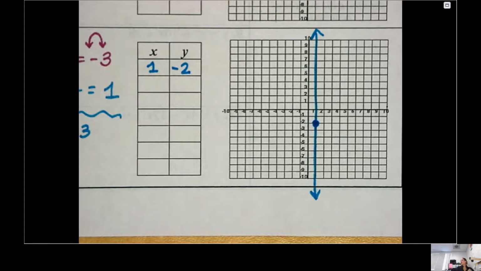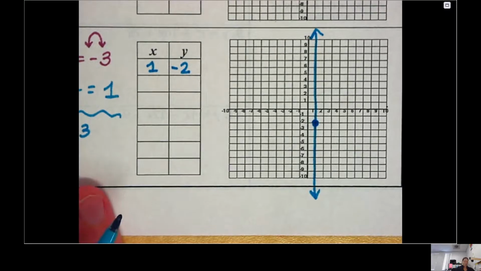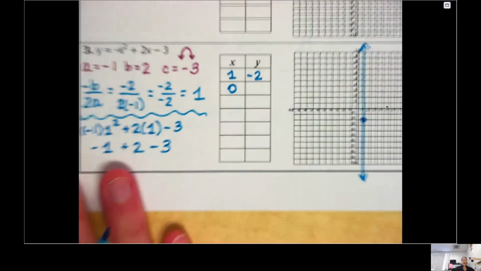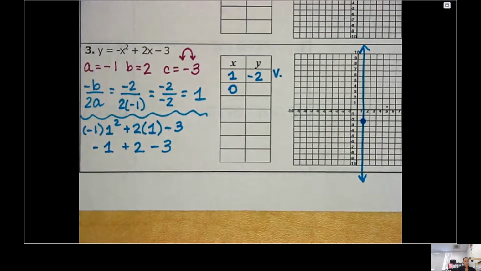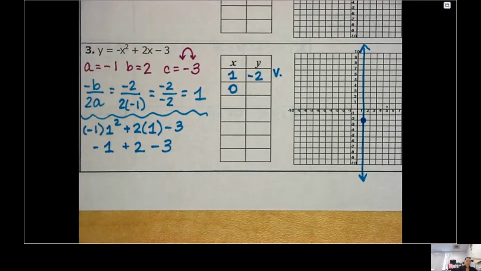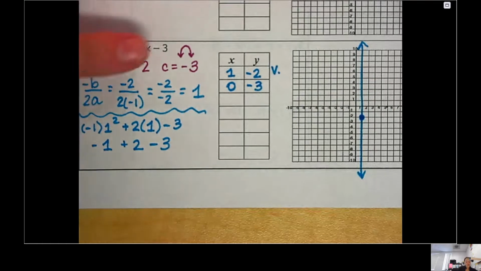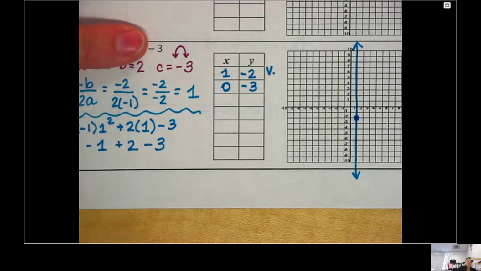All right, now we'll do one more. And what's the best number to always plug in? 0. So let's plug in a 0. When you plug in a 0, what happens? This is your vertex. What are you left with when you plug in a 0 here and a 0 here? You're just left with negative 3. So everything cancels except for that constant at the very end, your C value. So 0, negative 3 means you're at 0, you just go down 3.